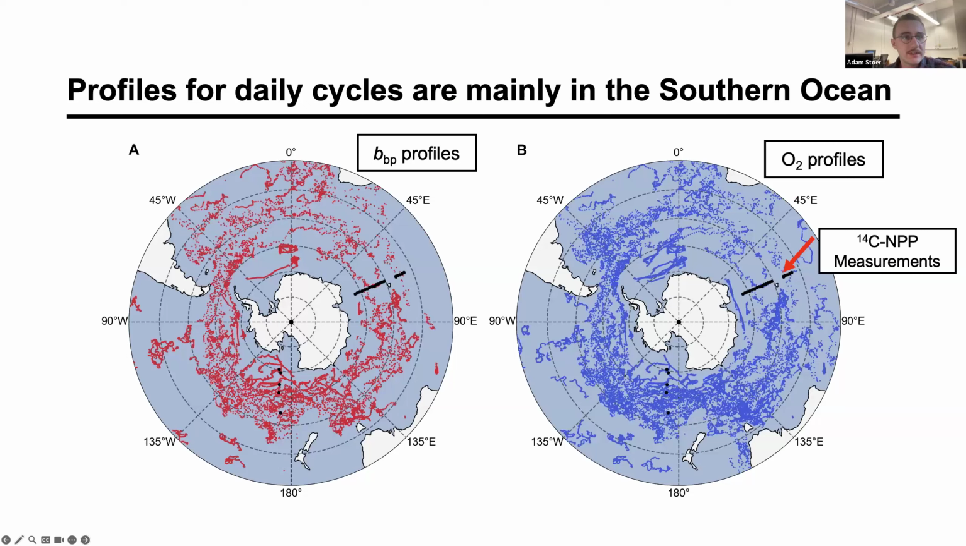And what you see in these maps here are floats that are suitable for calculating an average or median daily cycle of particle backscatter or oxygen. Just note here that we have different sample sizes between the floats with backscatter sensors and floats with oxygen sensors. And what we do with this data is calculate that average or median daily cycle of backscatter and oxygen for each latitude and also for seasons.